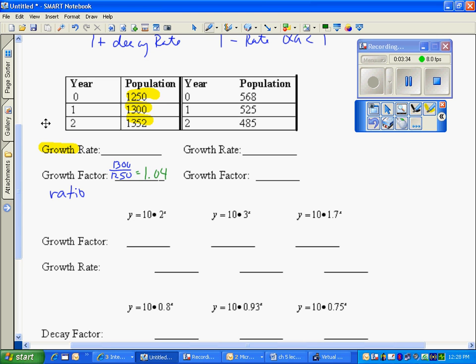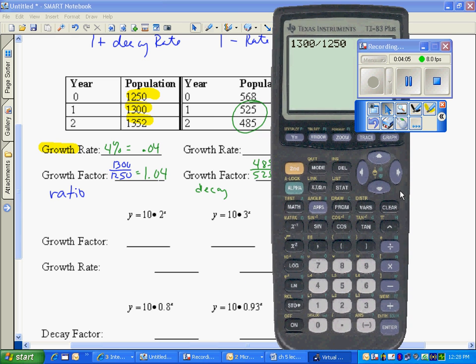In the second situation, my population is declining or decreasing. So it looks like this is going to have a decay involved. Again, I can take consecutive terms. So we might want to take these two. It really doesn't matter. 485 divided by 525. Plugging that in my calculator, 485 divided by 525 gives me a value of 0.92. We're going to round that, or approximately 92%.